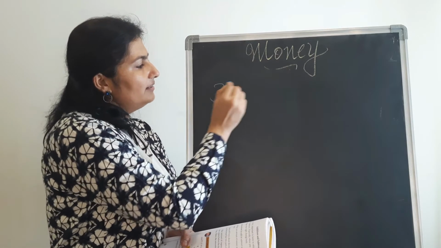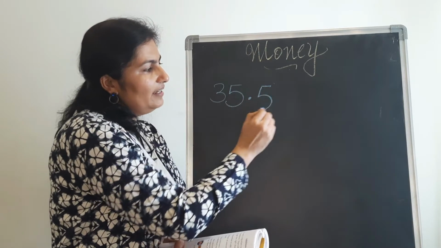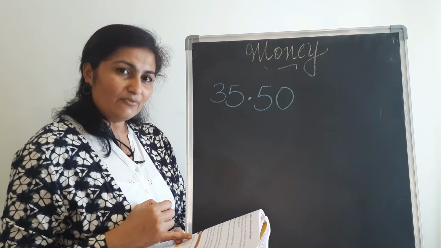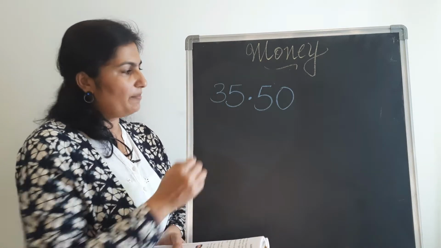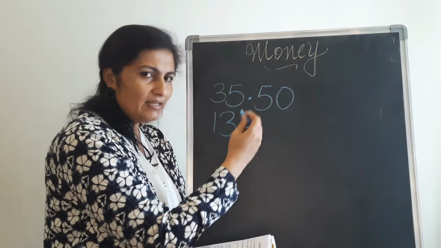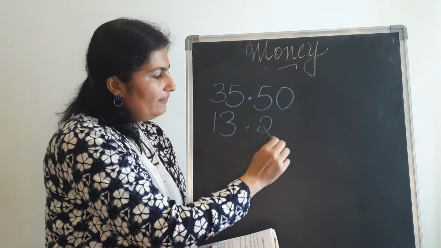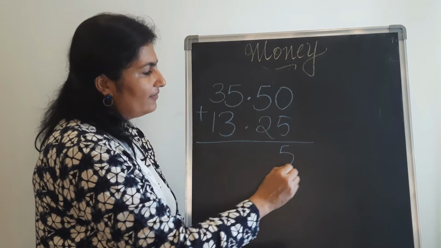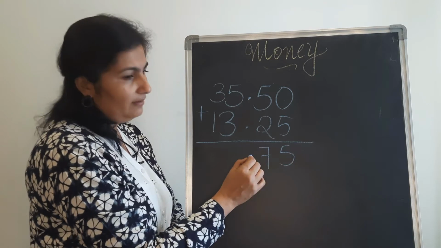So we are taking 35 rupees decimal 50 paise. We are asked to add 35 rupees 50 paise with 13 rupees and 25 paise. So 13 is the rupees, we write it here, and after the decimal is always paise when it comes to money, and 25 paise. 0 plus 5 is 5. 5 plus 2 is 7. So it's 75 paise.